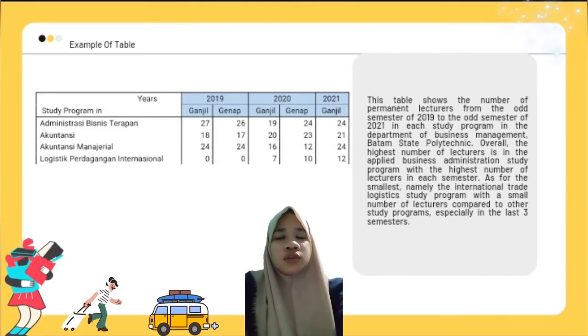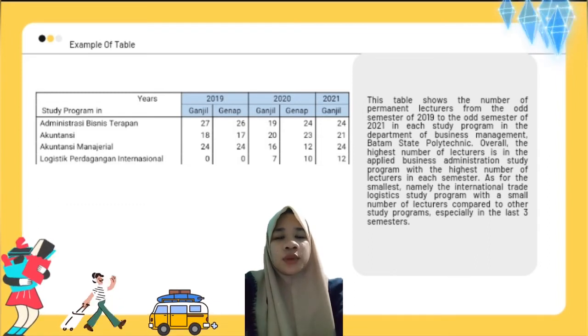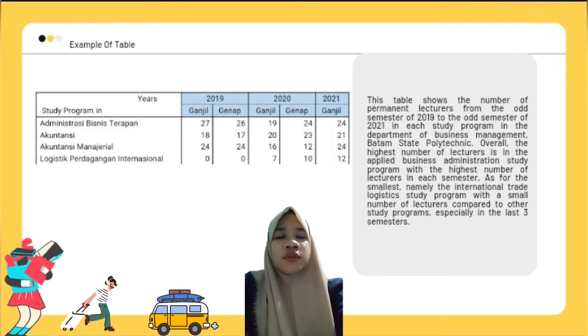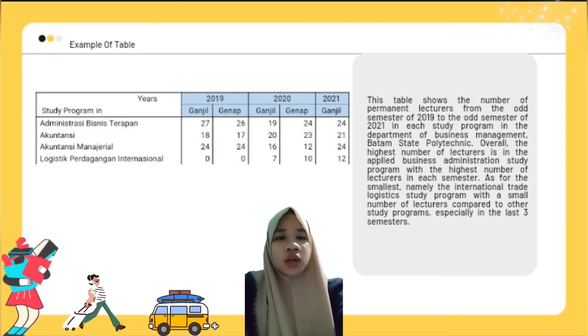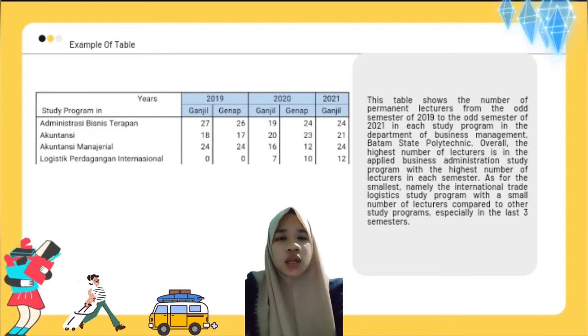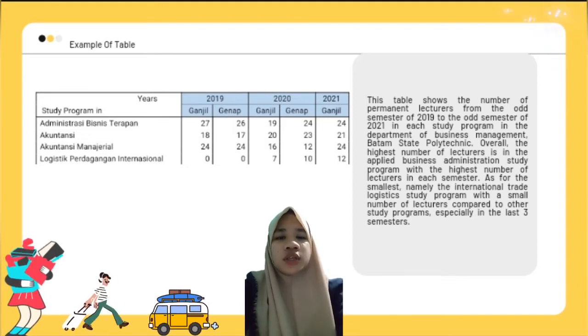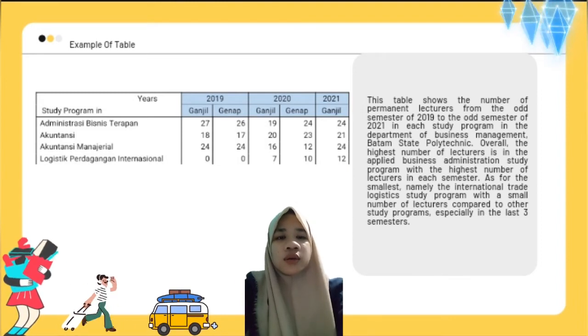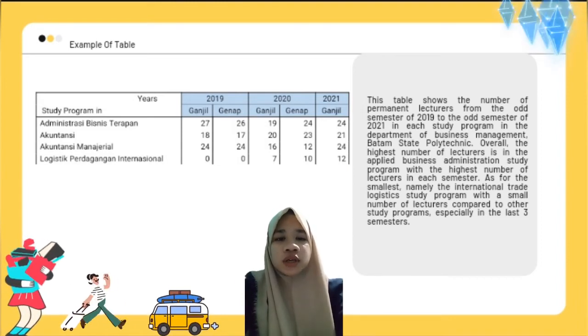It is a student program in the Department of Business Management, Batam State Polytechnic. Overall, the highest number of lectures is in the Application Business Administration Study Program, with the highest number of lectures in each semester. As for the smallest number, it is the International Track Logistics Study Program, with a small number of lectures compared to other study programs, especially in the last 3 semesters.